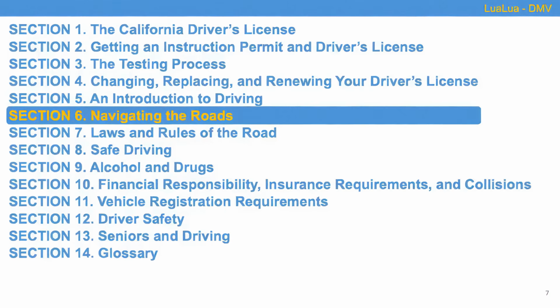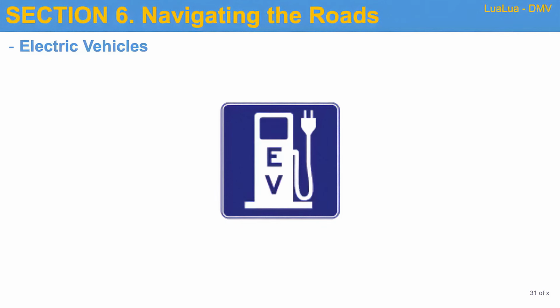If you must stop on a freeway, park completely off the pavement and stay in your vehicle with the doors locked until help arrives. A vehicle that is stopped, parked, or left standing on a freeway for more than 4 hours may be removed. Electric vehicles. Local authorities can reserve parking spaces on public streets for electric vehicle charging.